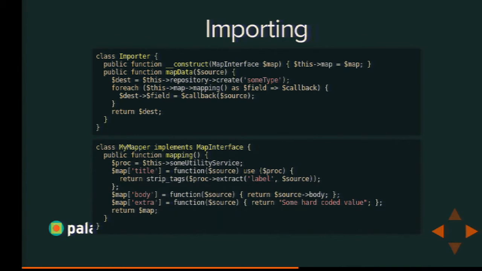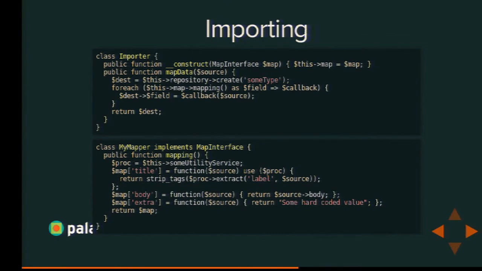That mapping object looks like this. We have an array of callables, an array of functions. And so when we get to title, then we'll call the title callback, which is this function, and has a reference to this other service. And it's going to do whatever it's going to do to pull out the value we want. Then body, it's going to do what it wants to do. And extra, we're just going to hard code something in here. And we just return back that array of importing commands, array of mapping commands.